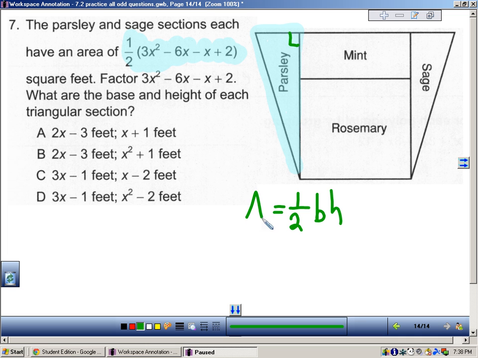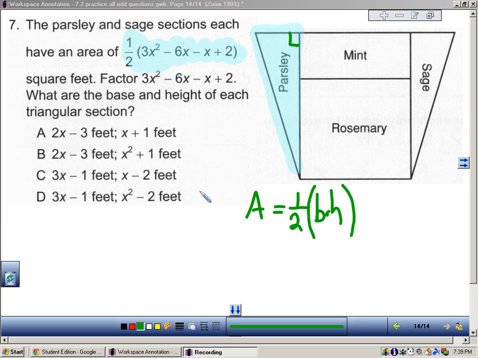So if you take a real good look at this question, you can see that this polynomial here, the 3x squared minus 6x minus x plus 2, represents the product of the base and height. And if you factor the polynomial into two factors, you're essentially finding the base and the height, which is a great question. Okay, see how that works? You are finding the base and height of your triangle when you factor this polynomial. So let's do it.